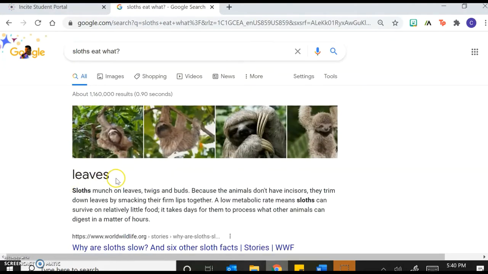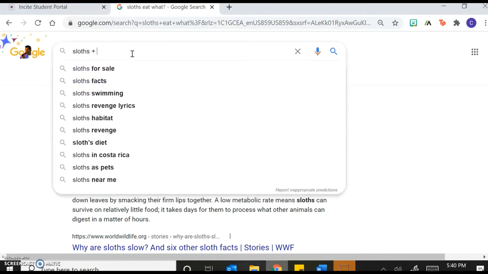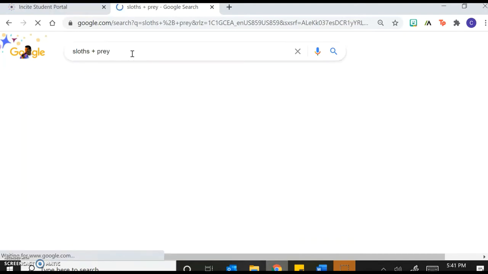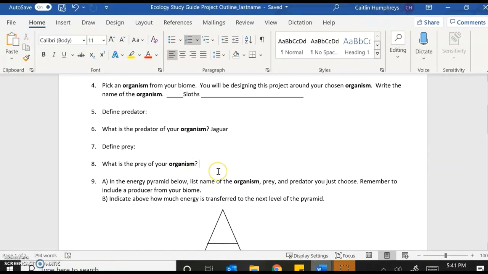Leaves. Boom. Look at that. They don't have incisors. They trim down leaves and snack. So we're going to double check that sloths are herbivores, because we know herbivores are things that eat plants. So we're going to write sloths prey. A little fancy one. And it says sloths are classic herbivores. Perfect. The sloth is the herbivore.